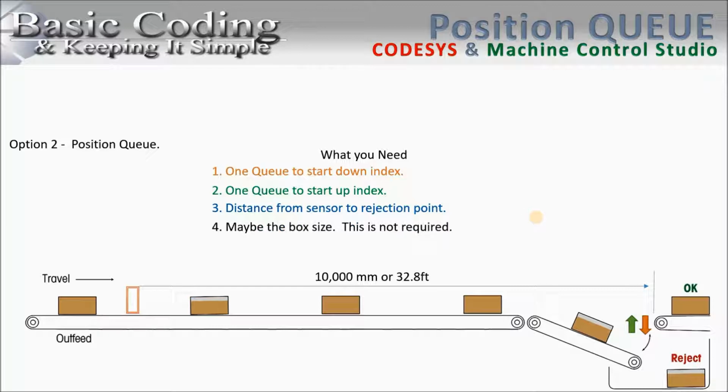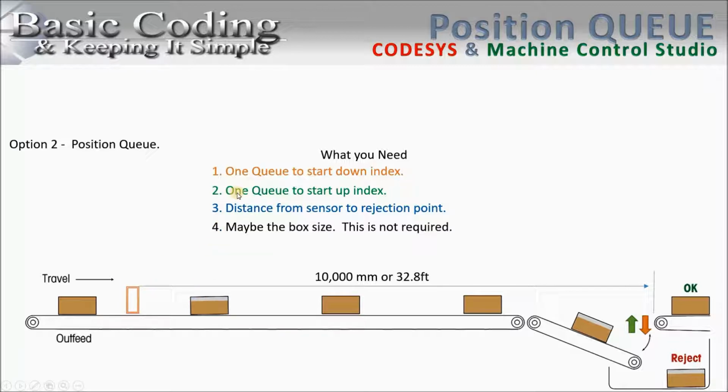Some people like to also use the size of the box. This is not required, and I would suggest trying to write it so that you don't need it. For example, you could use 1 Q, see this Q right here, it's an index down, for all the bad boxes.